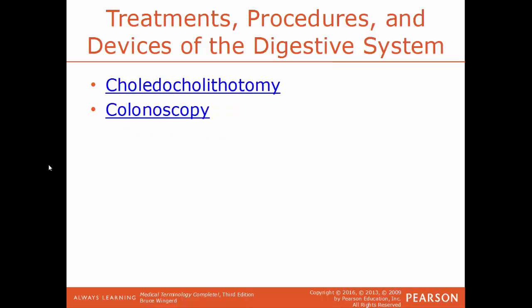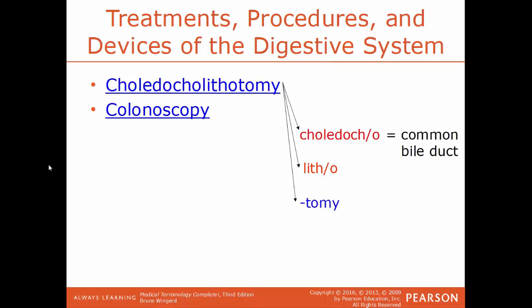Our next term, choledocholithotomy. If you were to break that long term down, choledocho is a reference to the common bile duct, litho is a reference to a stone, and tome is a reference to an incision or a cutting. So choledocholithotomy is an incision into the common bile duct in order to remove gallstones. And our next term here, colonoscopy, is a visual examination of the colon, used to detect any abnormalities or any changes within the rectum or the colon.